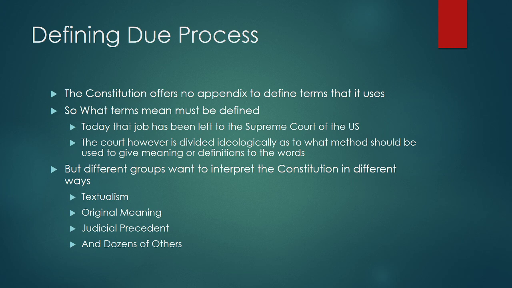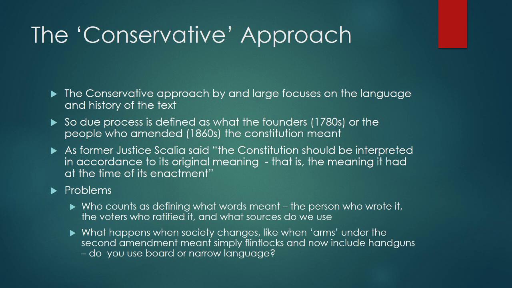I gave 3 off the bat, but there's dozens more, 2 of which I'm going to focus on. Textualism, original meaning, judicial precedent, all those are ways. Living Constitution, which I'm going to talk about, and constructionist or strict constructionist, which is another. So let's look at what could be called the conservative approach. This basically laser focuses on the language and the history of the text. So due process would be defined as what the founders meant it to mean in the 1780s and what the Civil War generation meant it to mean in the 1860s and 70s.